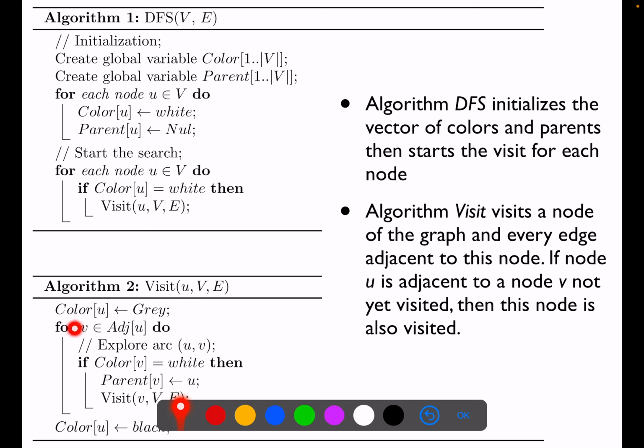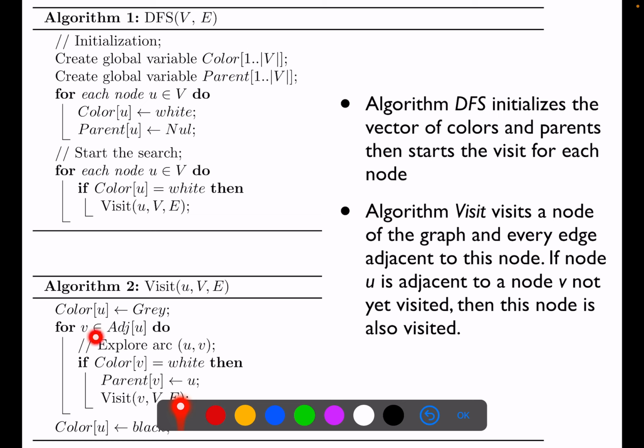So for every node adjacent to node U, the one that you just called here in argument to visit, if its color is still white, you say that you are coming into this node from node U. Okay, and this is why you encode it here. And so you will add an edge to the forest. And then you recursively visit that node V that you just discovered.